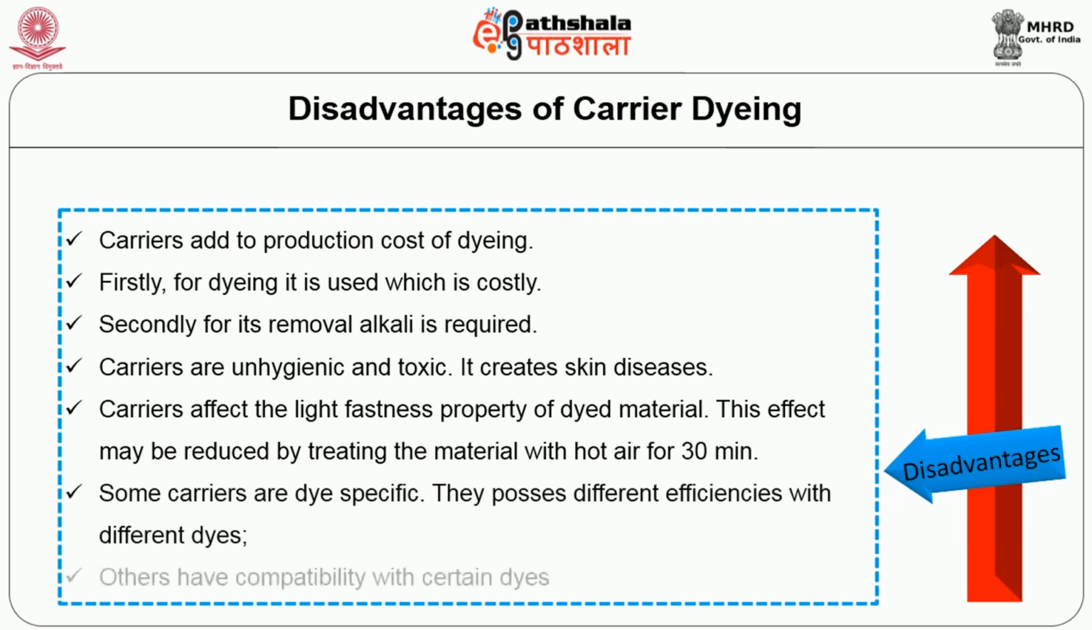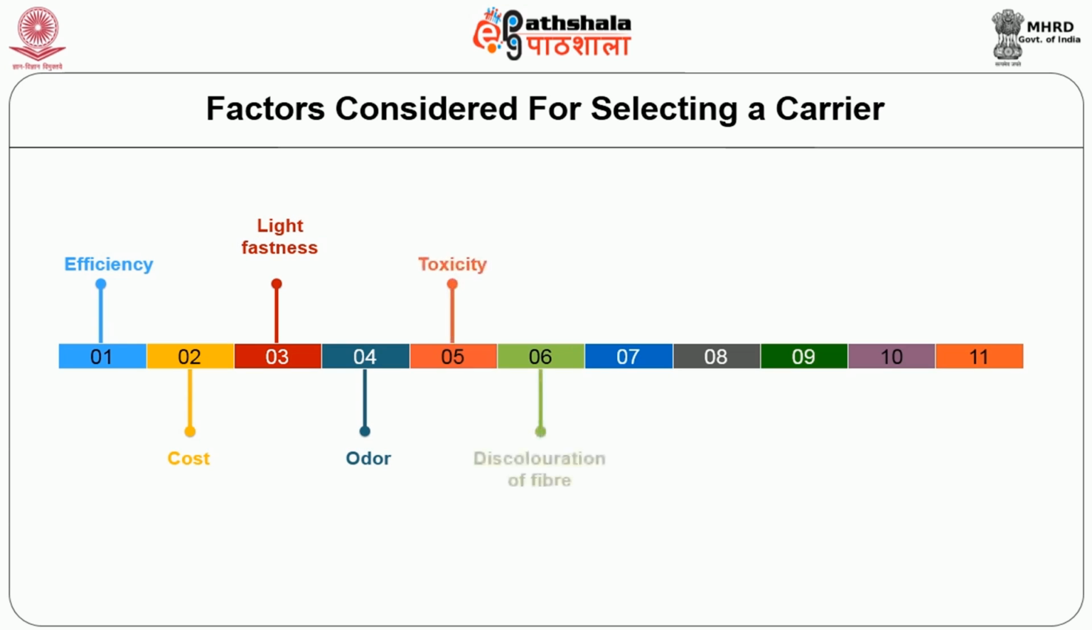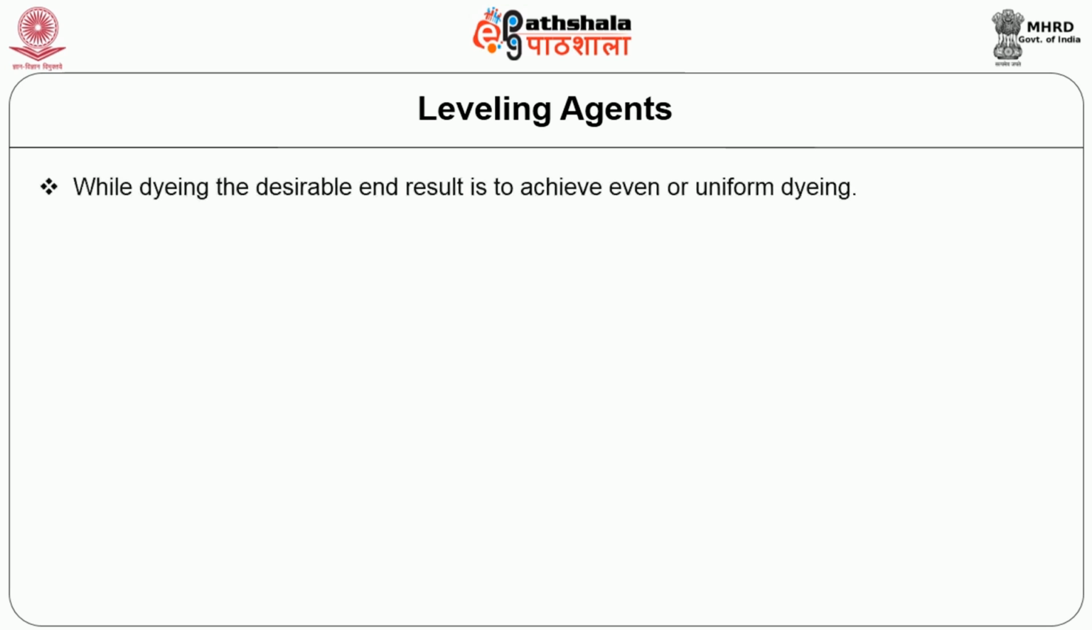Some carriers are dye specific. They possess different efficiencies with different dyes. Others have compatibility with certain dyes. The factors normally considered for selecting a carrier are its efficiency, cost, effect on light fastness, odor, toxicity, discoloration of fiber, ease of removal after dyeing, stability during dyeing, compatibility with dyes, ease of dispersion, and even absorption by fiber.